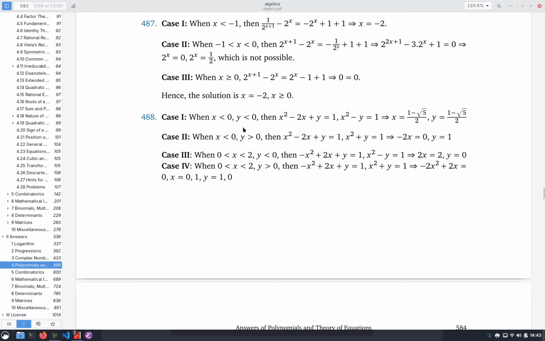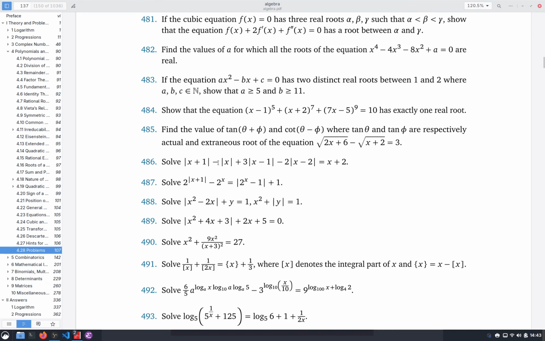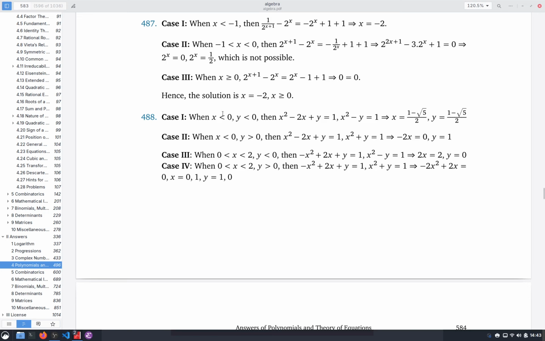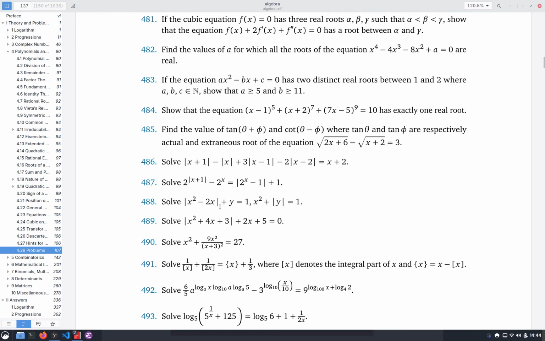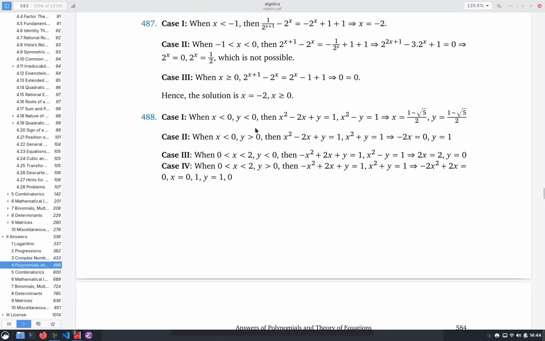So first case is that the key thing in these four equations from 486 to 489 is finding the ranges. Different cases is what we have to find. So case 1 is when x is less than 0, y is less than 0. Why do we want to take that? Because we want to make everything negative. If you look at this, then x square minus 2x will become positive and mod y will become negative.